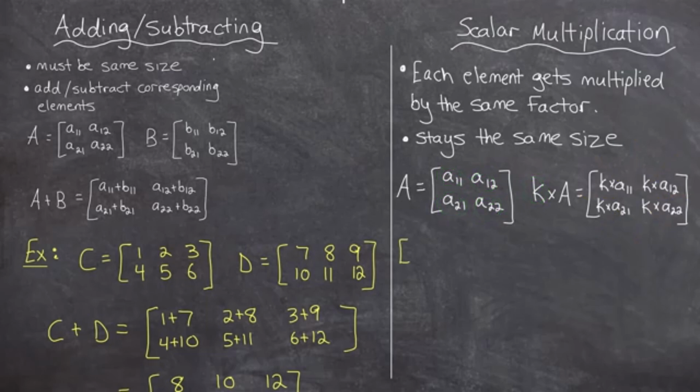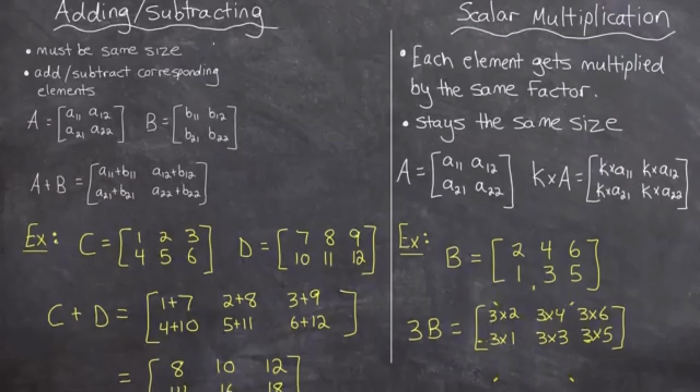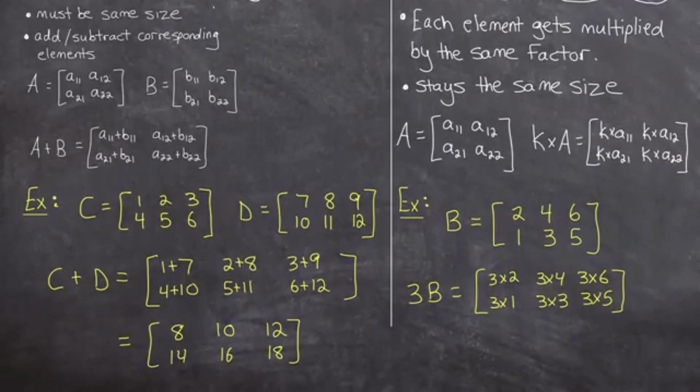Let's practice that with an example. Given some matrix, matrix B, let's find what 3 times matrix B would equal. And I could calculate each of the elements just by taking all 6 of these elements and multiplying them by the scalar 3. And then I could simplify each of those elements by doing the multiplications. So 3 times matrix B would have the elements 6, 12, 18, 3, 9, 15.